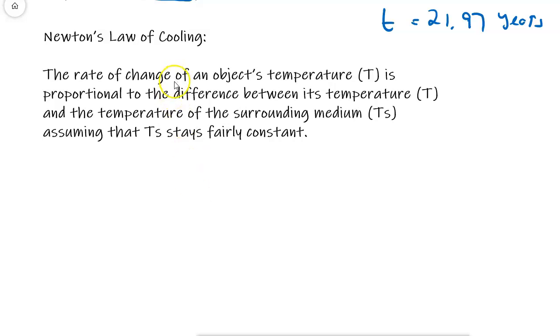So the rate of change of an object's temperature, where we use capital T for temperature and lowercase t for time, is proportional to the difference between its temperature and the temperature of the surrounding medium. We usually use a little subscript there, T sub s, assuming the temperature of the surrounding medium stays fairly constant.